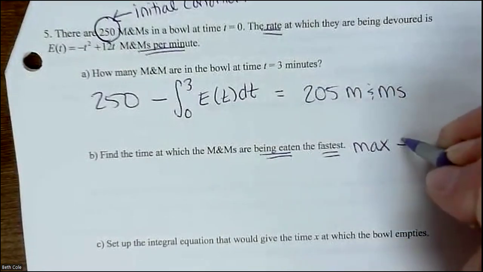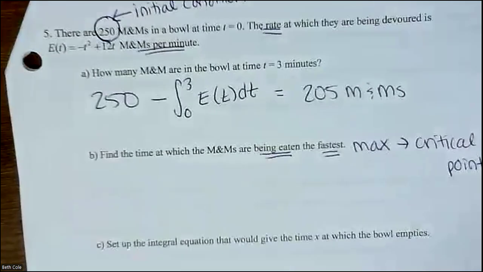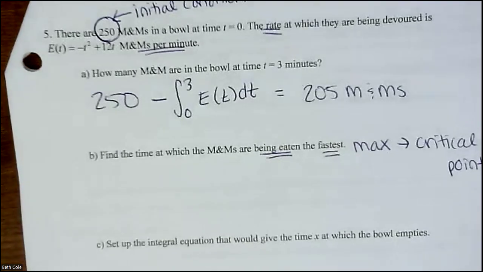Find the time at which they are being eaten the fastest. That is a maximum, and those come from critical points. Now, this is weird how this is worded. It's actually a rate of a rate because it's being eaten the fastest. Do you see what I'm saying? This is the point in time when everyone's like, nom, nom, nom.